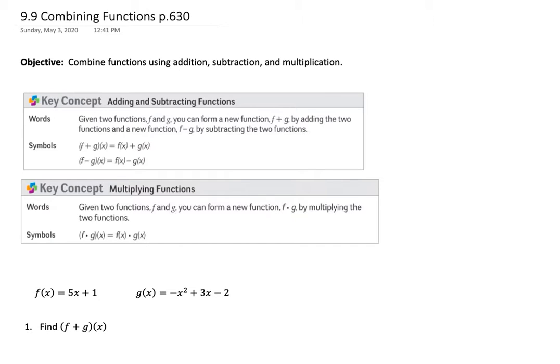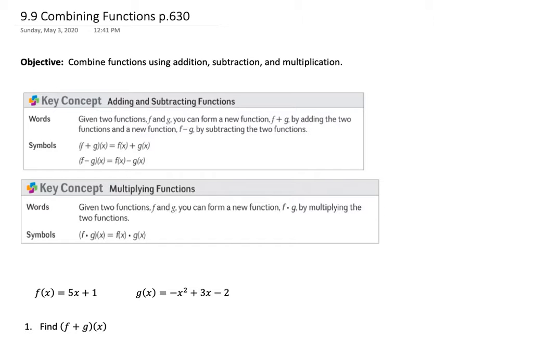Hello, Algebra. We are going to be doing 9.9 combining functions, and this lesson will be our last lesson of the year. In fact, if you don't have any missing assignments and you're happy with your grade, you won't have anything to do after this week, for Algebra 1 anyway. So it's kind of sad for me, but we'll get through it.